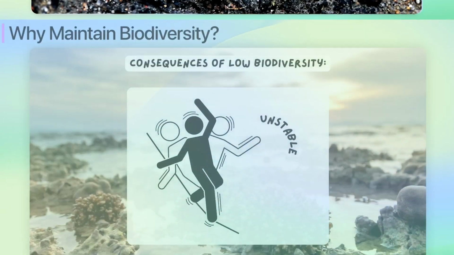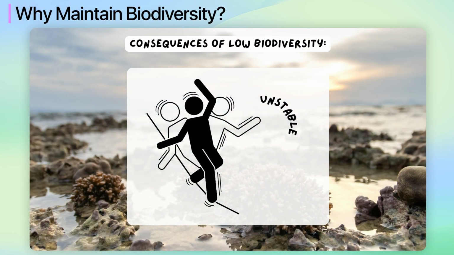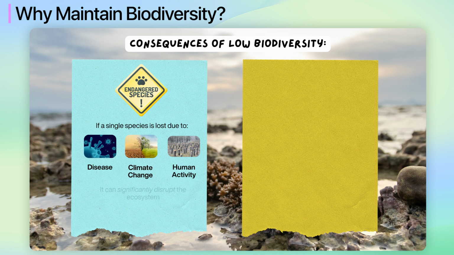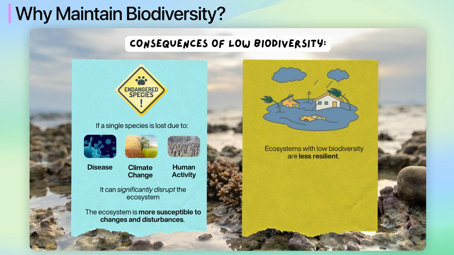When biodiversity in an ecosystem is low, it tends to be less stable. This is because species are more likely to be highly dependent on just one other species. Here's why this is a concern. If a single species is lost due to disease, climate change, or human activity, it can significantly disrupt the ecosystem, so it is more susceptible to changes and disturbances. Ecosystems with low biodiversity are less resilient.